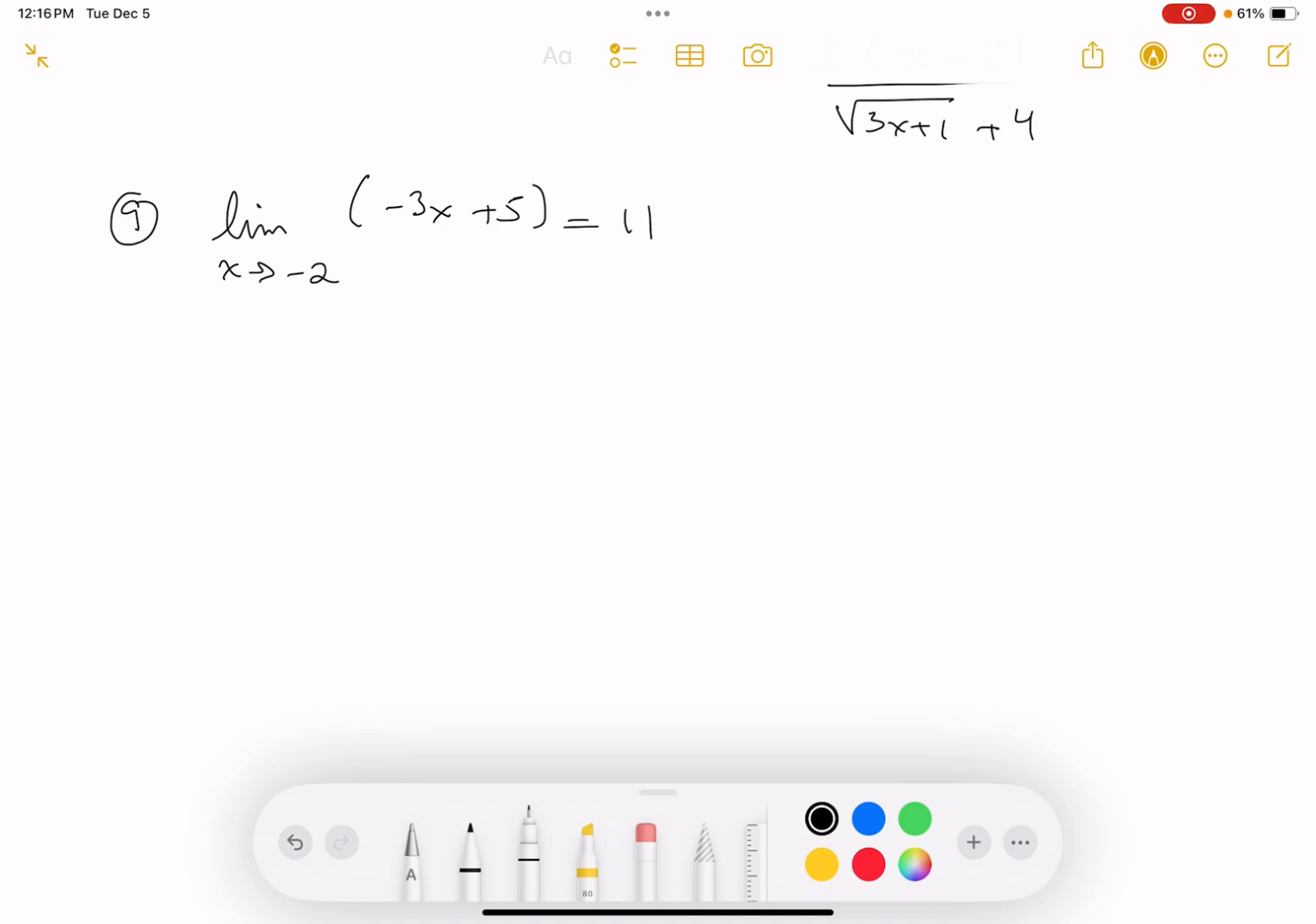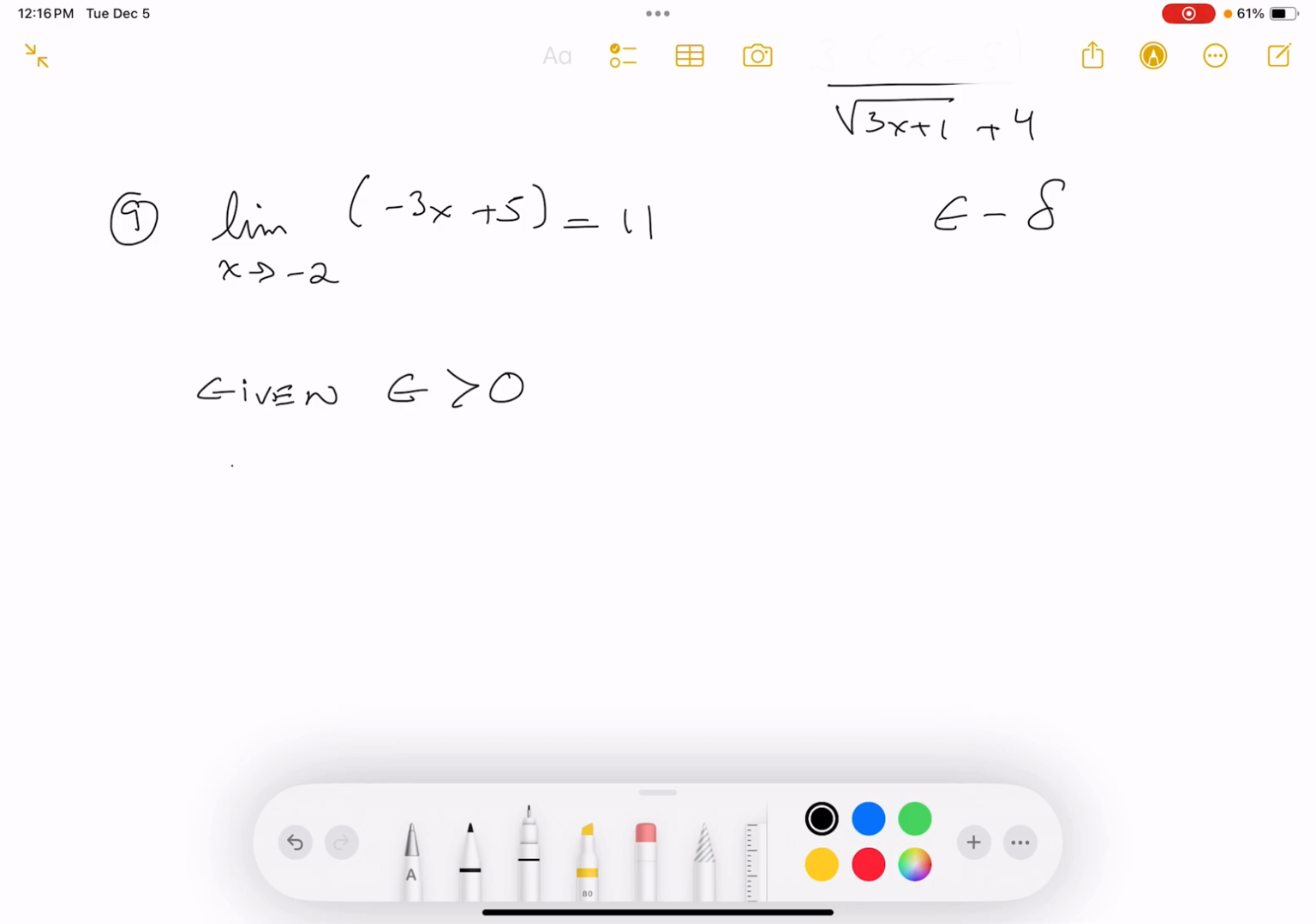Let's just check that. Minus 3 times minus 2 is 6. 6 plus 5 is 11. Looks good, right? So this is an epsilon delta definition. So what are we going to do? Start with something, and we're going to start with the given. The given we're going to start with, this is the epsilon, by the way. The epsilon is going to be some positive number, okay?